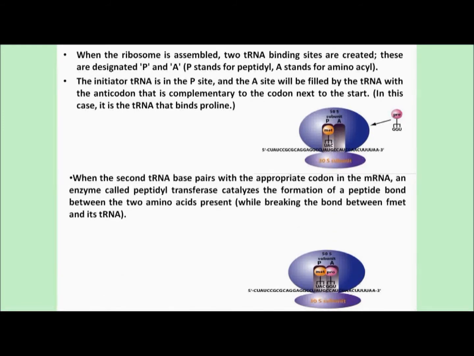The next step is that the second tRNA base pairs with the appropriate codon in the mRNA, and an enzyme known as peptidyl transferase works here. Peptidyl transferase catalyzes the formation of the peptide bond between the two amino acids present, while breaking the bond between the fMet and its tRNA. So the fMet and tRNA bond is broken, the tRNA will be released from here, whereas the fMet will remain here, and moreover this fMet will now get added to the next amino acid. So here PRO is the proline.